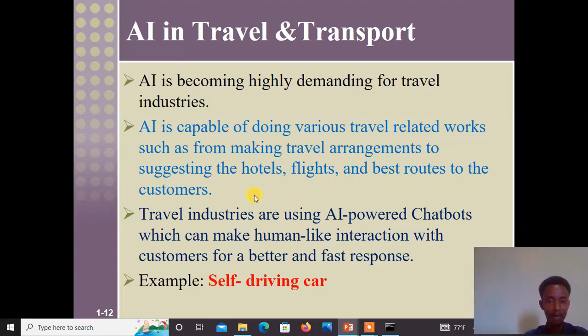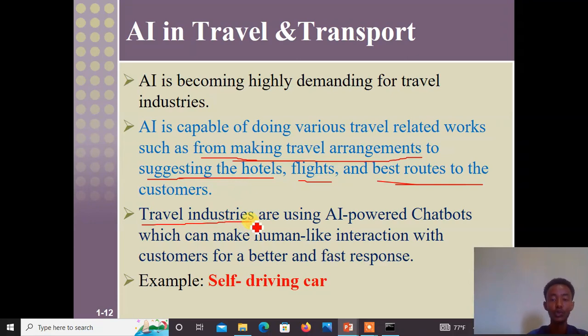Artificial intelligence is capable of doing various travel-related work, from making travel arrangements to suggesting hotels, flights, and the best route to customers. Travel industries are using artificial intelligence powered chatbots which can make human-like interaction with customers for better and faster experiences.